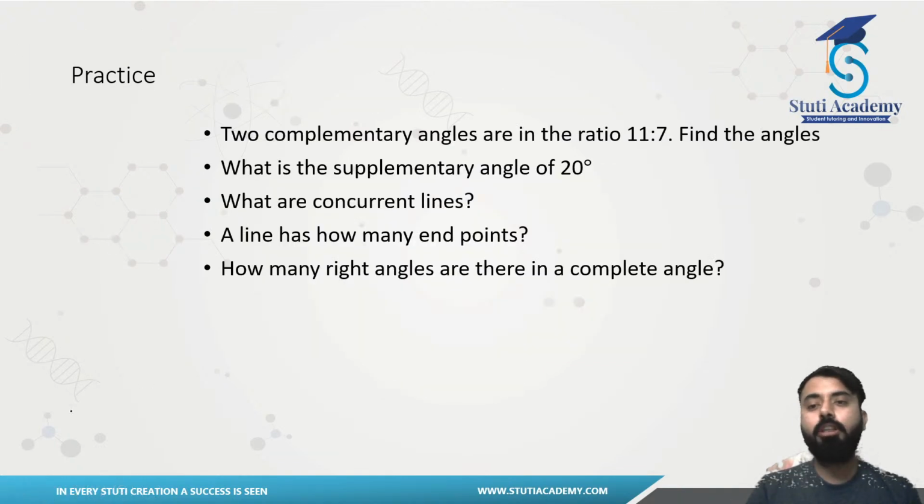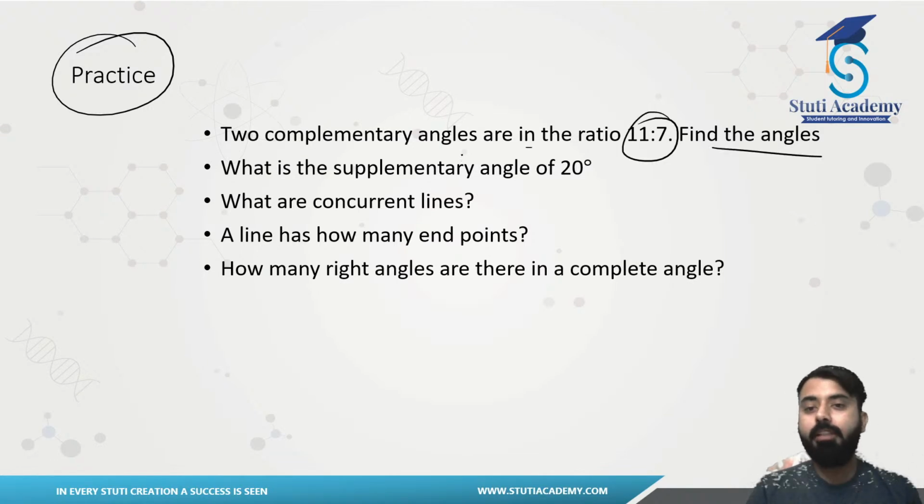So let's move forward and practice some questions now. We have just finished our theoretical portion, so let's practice this quickly. Two complementary angles are in ratio 11:7. Find the angles. Complementary angles sum to 90 degrees, and we are dealing with ratios.